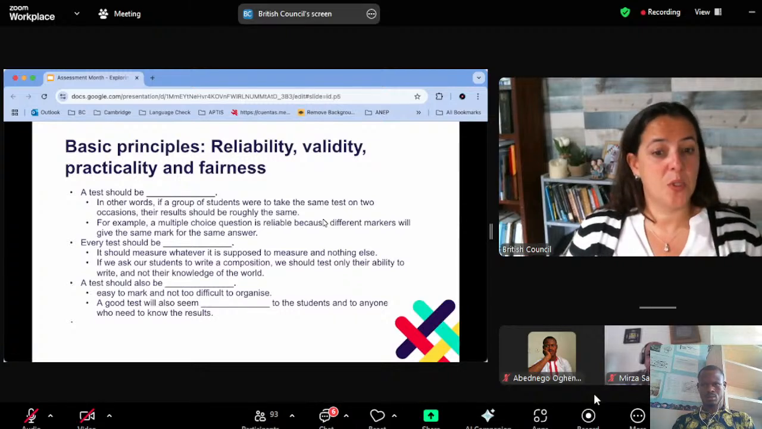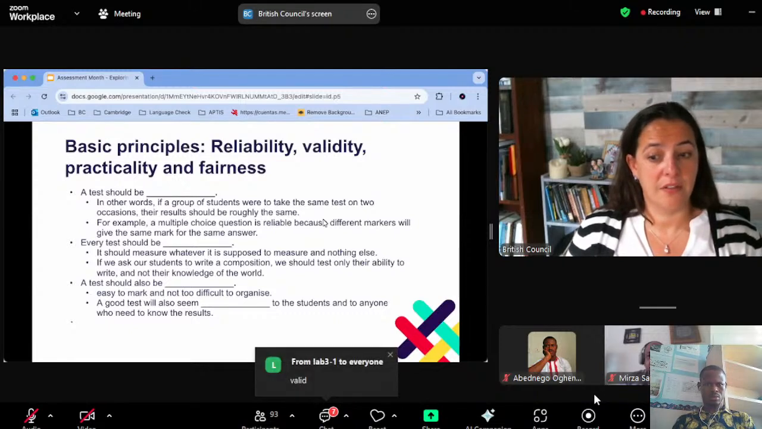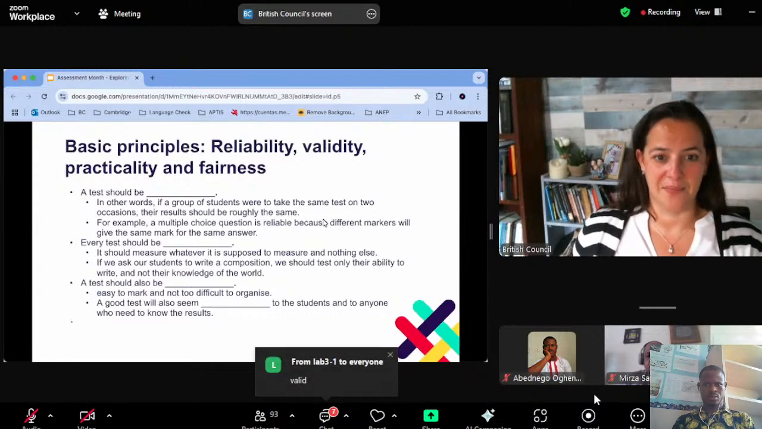Every test should measure whatever it's supposed to measure and nothing else. If we ask our students to write a composition, we should test only their ability to write and not their knowledge of the world. Exactly, it's valid.